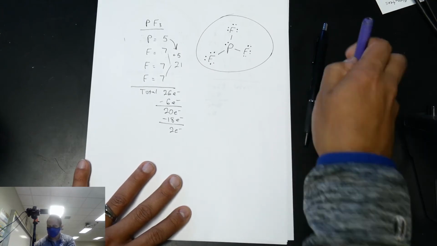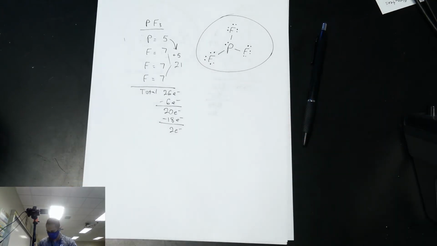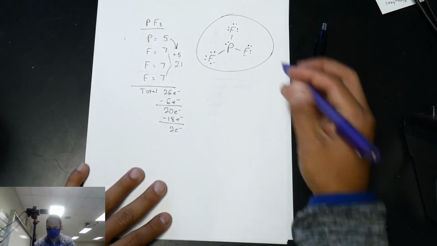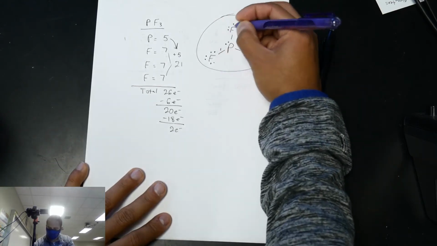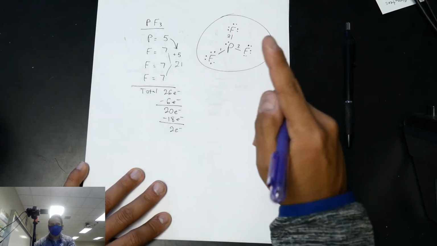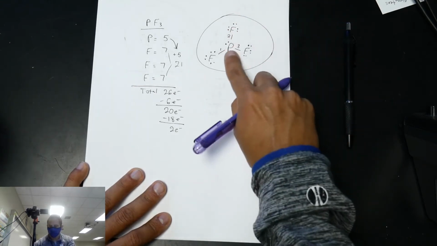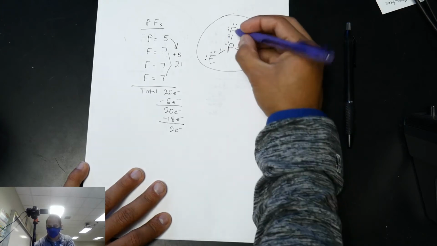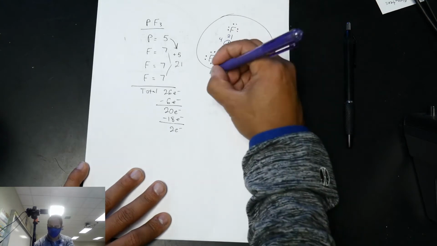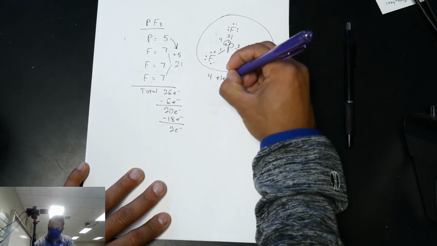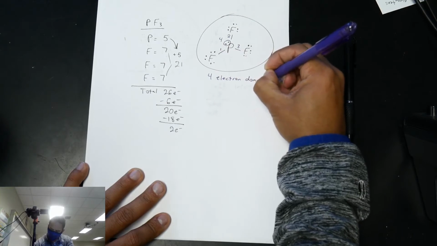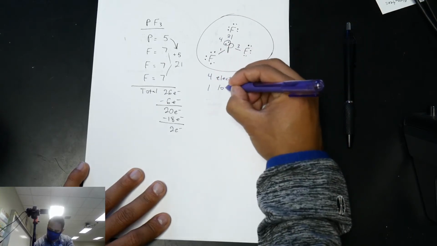So now we want to count how many electron domains we have. All right, now again, any single bond, double bond, or triple bond is an electron domain. So this bond is 1, this bond is 2, and this bond is 3. But we also have a lone pair on the central atom, and lone pairs also count. So this lone pair here gives us 4 electron domains. So 4 electron domains for this molecule. And we have 1 lone pair.